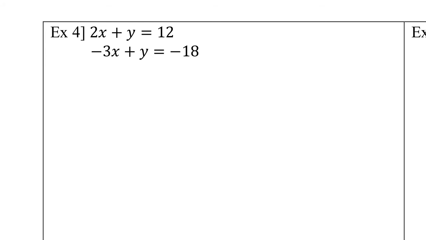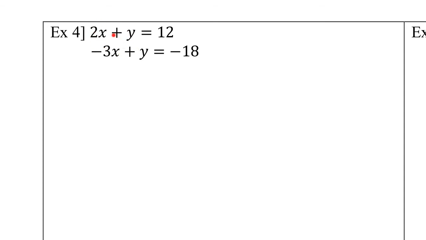Example 4: 2x plus y equals 12, negative 3x plus y equals negative 18. So with elimination, step 1 is always finding variables that add to 0. So 2 plus negative 3, well that's going to be negative 1. And 1 plus 1 for the y's makes 2. So nothing adds to 0 yet, so I'm going to have to multiply by something to make it add to 0. Now, when you add to 0, you need the same number of coefficients, just the opposite sign.